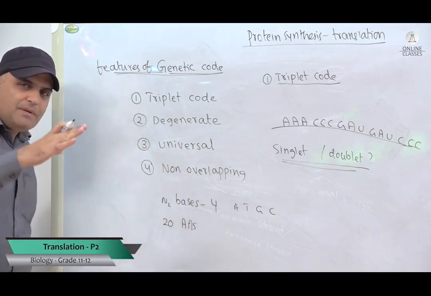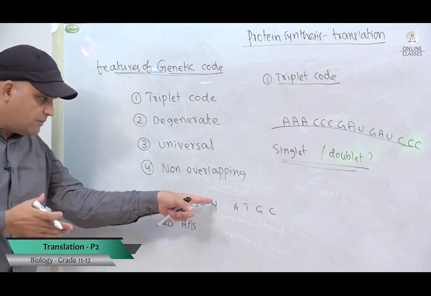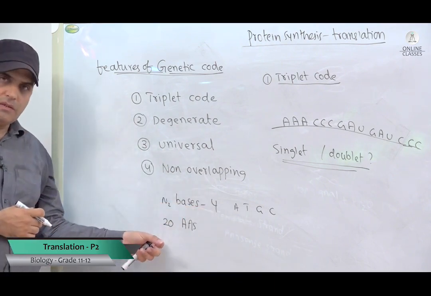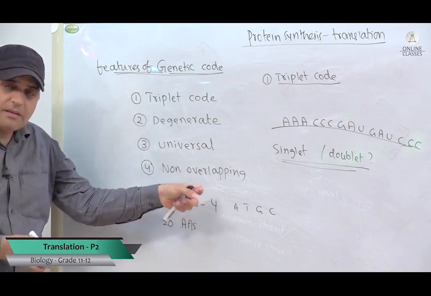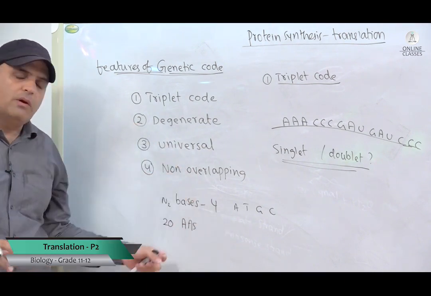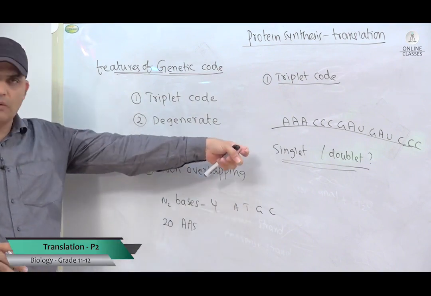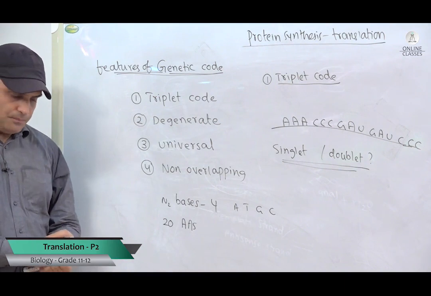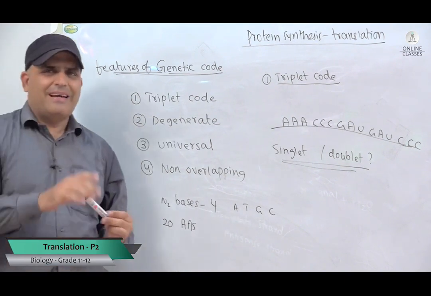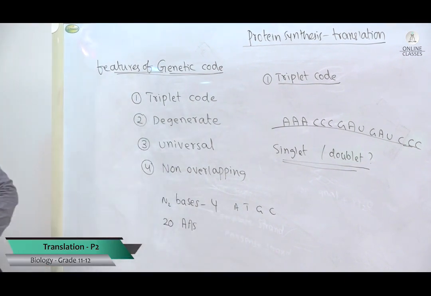So you can see there is a mismatch between the nitrogen bases and the number of amino acids. If they were the same, for example, if there were 4 nitrogen bases and only 4 amino acids, the problem would be solved. There would be only a singlet code. Singlet code means each nitrogen base coding for 1 amino acid. To make you understand in a much better way, I'll take one example here.